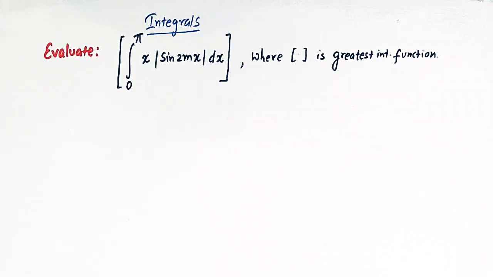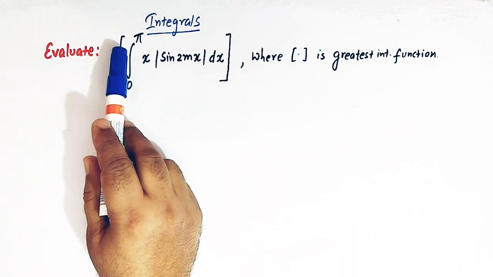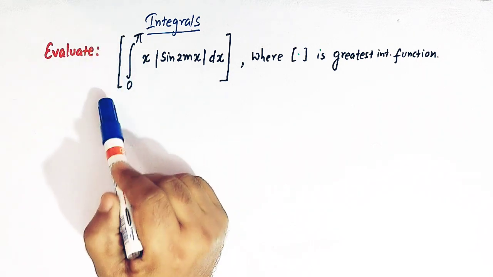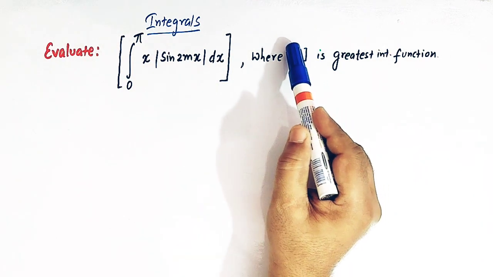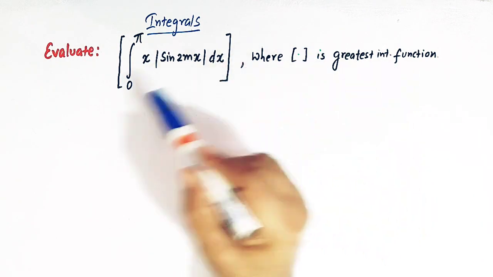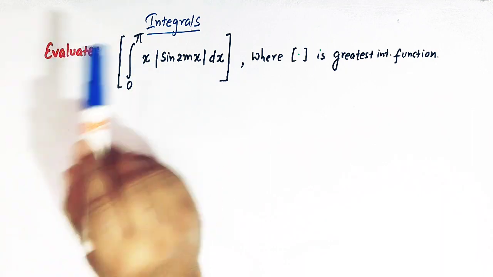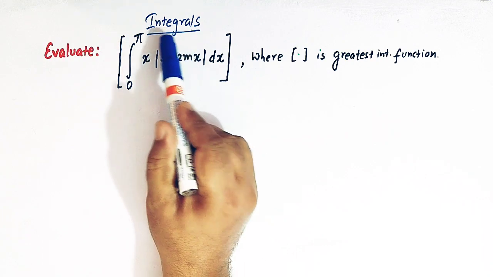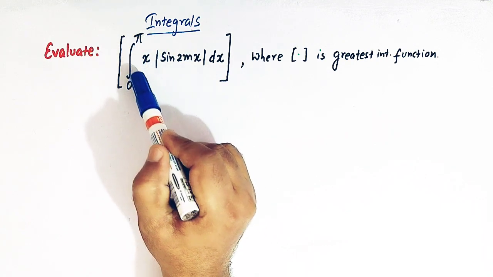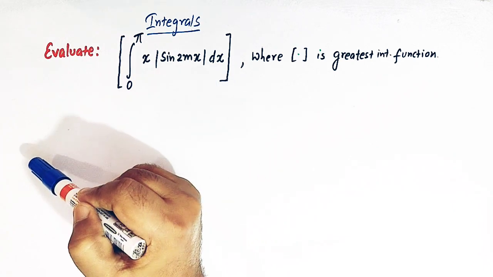Hello viewers, in today's class we are going to discuss yet another important and conceptual problem from definite integrals. Here we have to find the greatest integer of this integral. The square bracket denotes the greatest integer function, and we have to find the greatest integer of the value of this integral, which is inside the symbol of the greatest integer function.